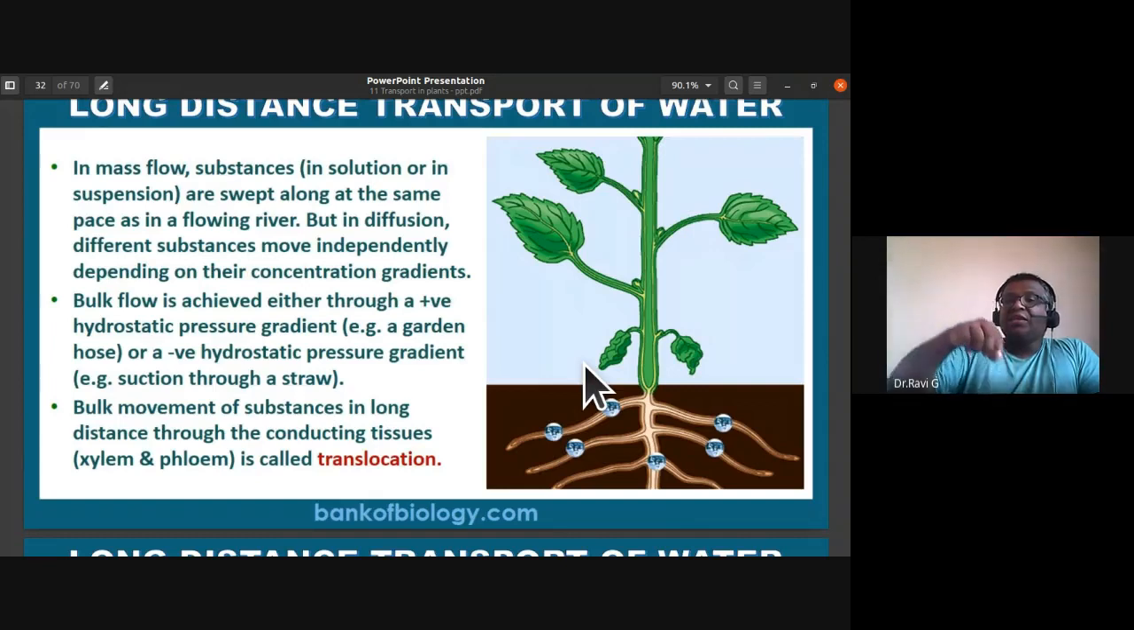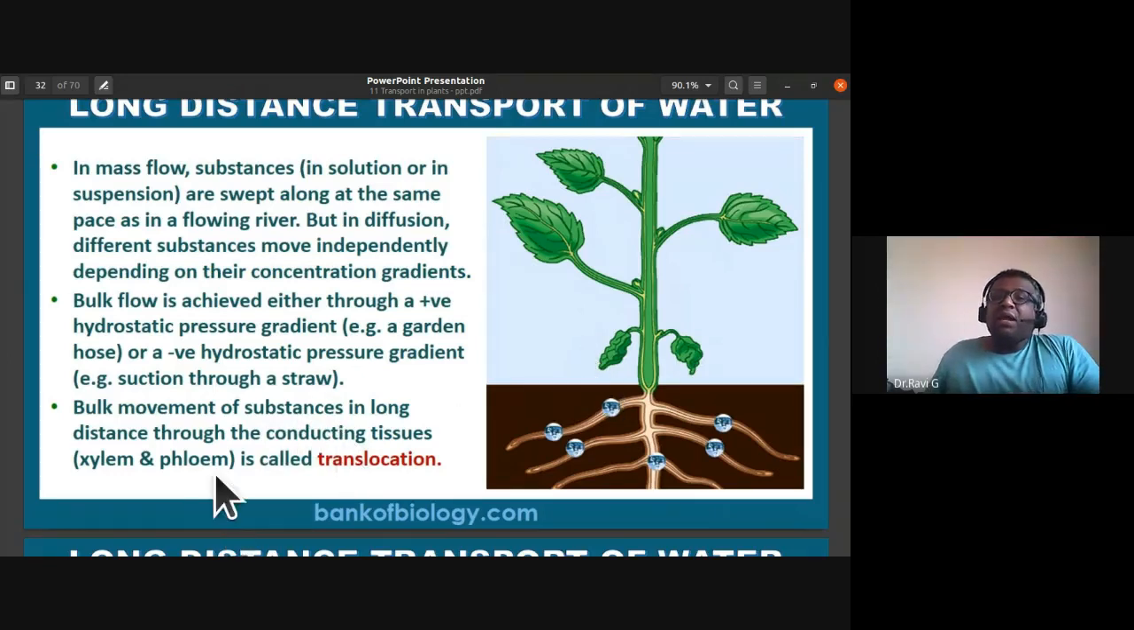As a result, the liquid flows through the straw pipe and it reaches our mouth. Okay, so this is a negative hydrostatic pressure gradient that we should be aware about. So transpiration is driven by a negative hydrostatic pressure gradient, whereas translocation is more like a positive hydrostatic pressure gradient.